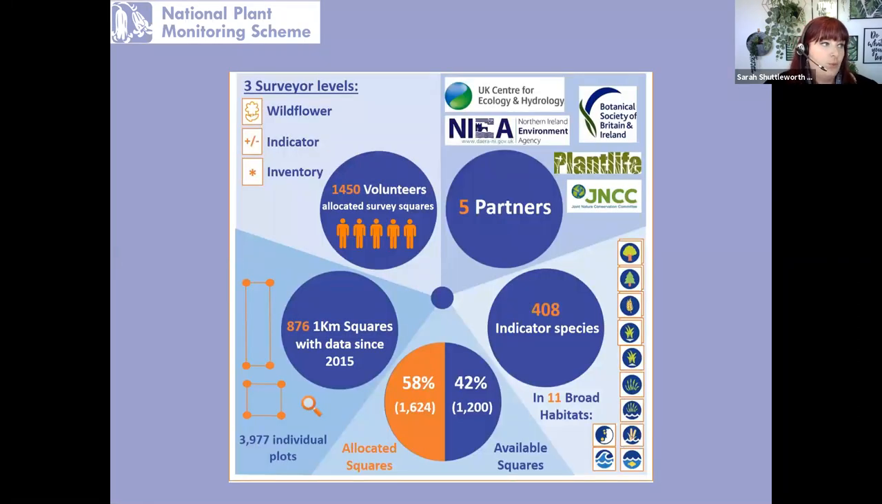So this infographic was designed as part of celebrating the 5 years of the NPMS data. So some of the figures are now out of date. This was released last year. So for example, it says here we had 1,450 volunteers, but we actually now have more than 1,500 volunteers. But it really highlights the dedication of our volunteers, this slide, because in 5 years, they've returned 876 monads with data and surveyed 3,977 individual plots, which is just incredible. So huge thank you to all of our volunteers.